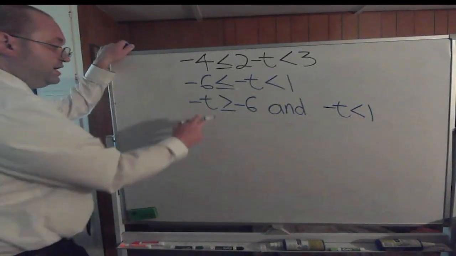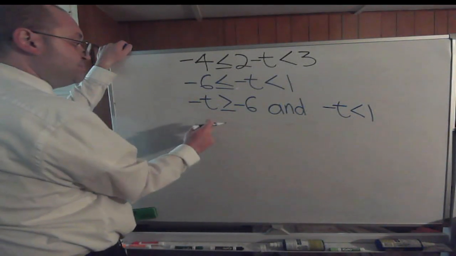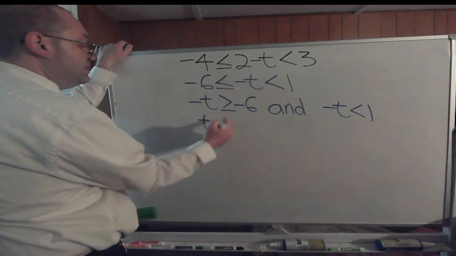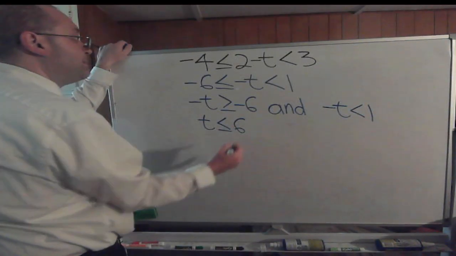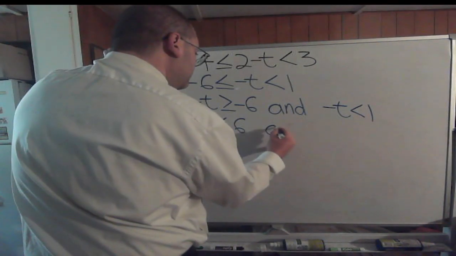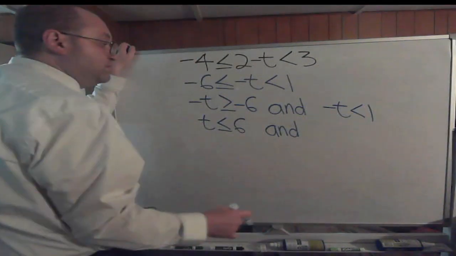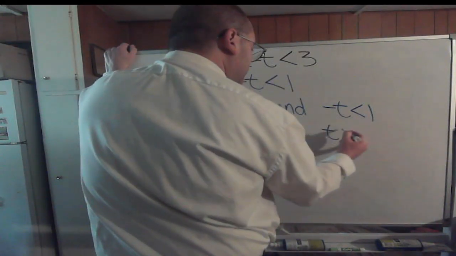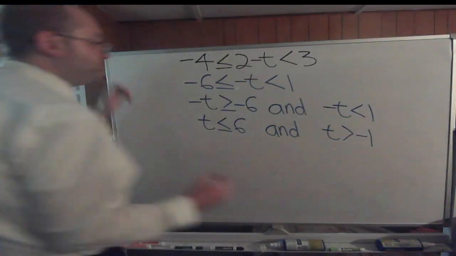Well, we'll start here. Negative t is greater than or equal to negative 6. Divide both sides by negative 1 to get the t positive. You'll get t, and it turns that sign into less than or equal to 6. And then negative t is less than 1. Divide both sides by negative 1. You'll end up getting t, and it turns that less than sign into a greater than negative 1.